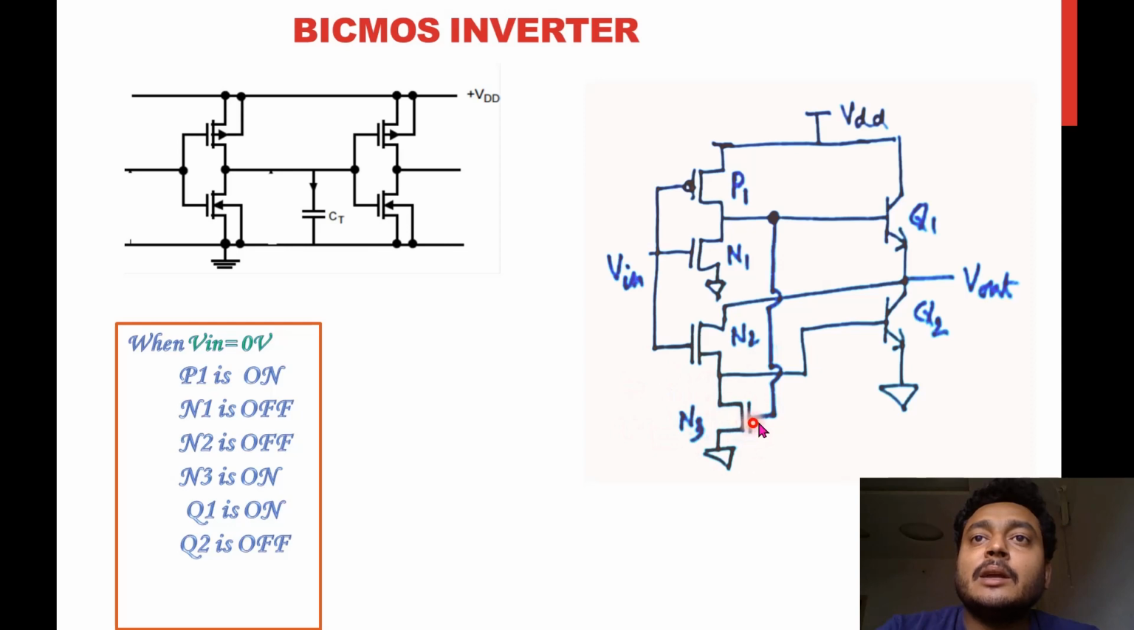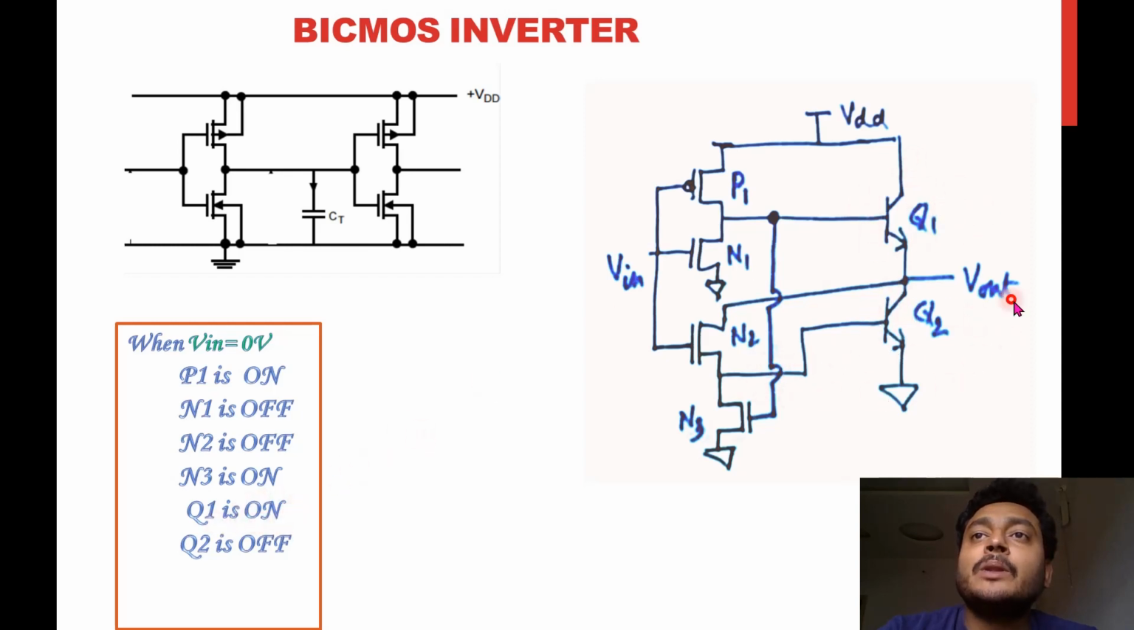N3's input is connected to this node, and since N1 is off and P1 is on, this node will be charged to VDD. So this will be VDD now. This VDD is going to drive this transistor, so N3 will be on. Since there is a VDD here, it's going to provide some current, right? From P1 you're going to get some base current, so that Q1 will be turned on. So Q1 will be on.